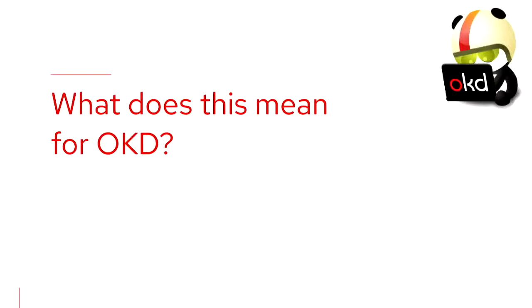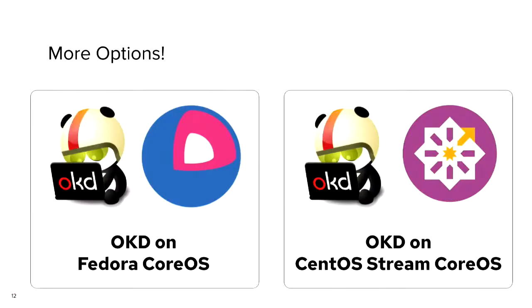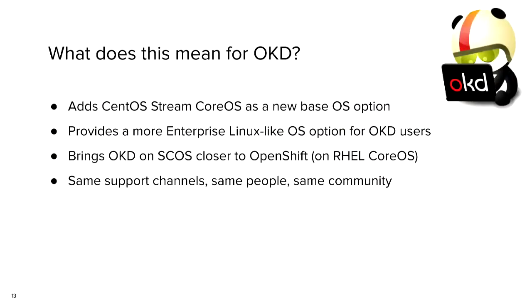So for those of you that are probably wondering what this might mean for OKD, the short version is more options. So now, instead of just getting OKD built on Fedora CoreOS, you can also get it built on SCOS as well. Basically, if you'd like to try something a little more bleeding edge, OKD on Fedora CoreOS might be the better option. If you want to get a preview of what's coming in either OpenShift or RHCOS, OKD on SCOS might be a better fit there. So essentially, this is a purely additive change. So you can choose your own path if you want.